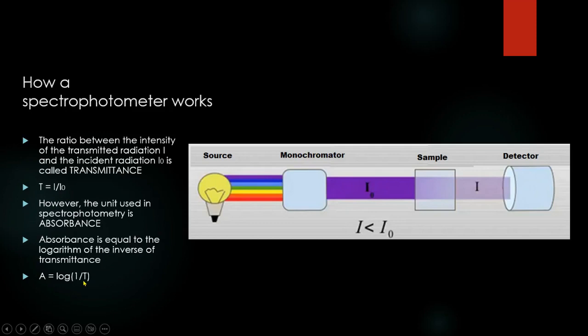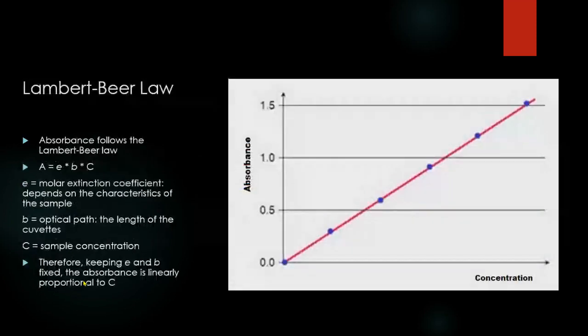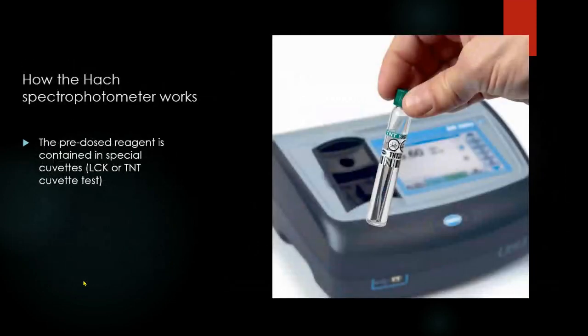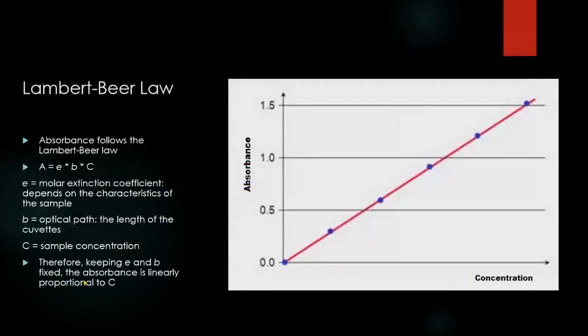Here we get the absorbance, which is log of one upon T, and T is I upon I zero. Clear. Okay, now go back to this one here.